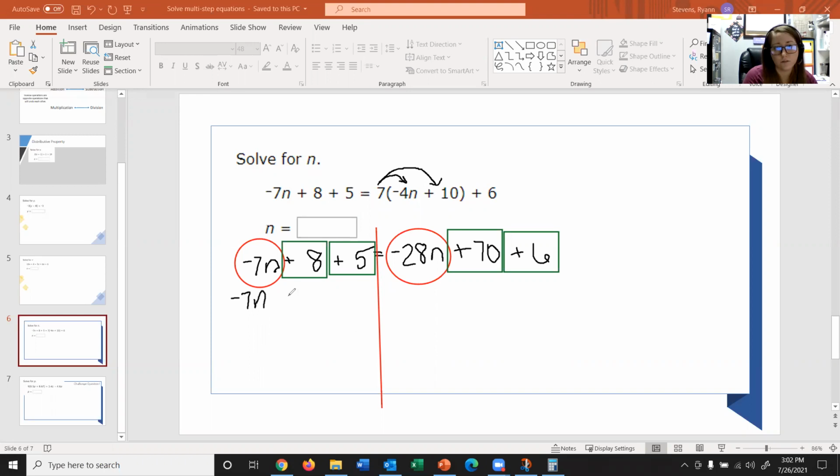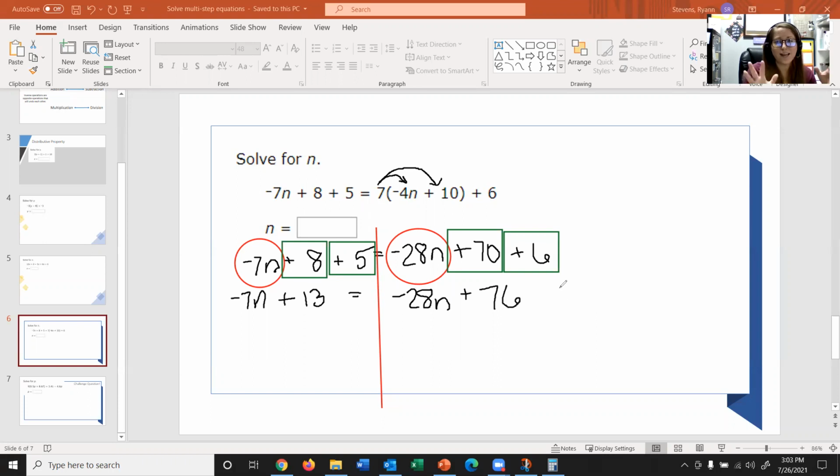So I'm going to leave that alone. 8, +8 and a +5 are going to add together to be 13. And then I have -28n. I can't combine with anything on this side because it's the only term with a variable. And then a +70 plus 6 is going to give me a +76.